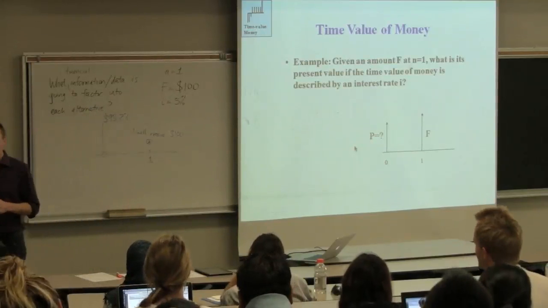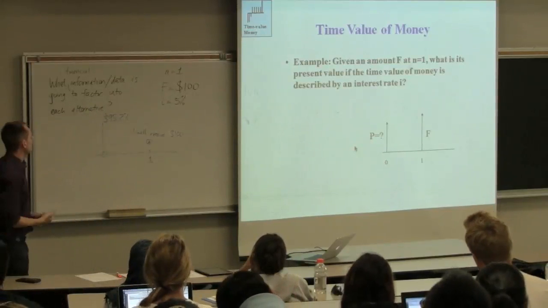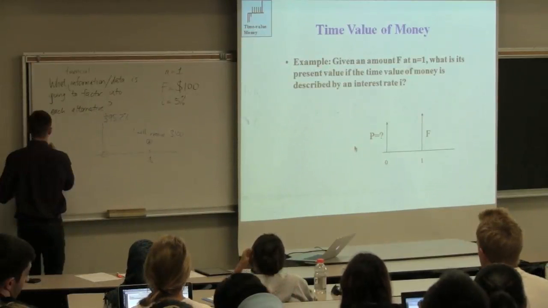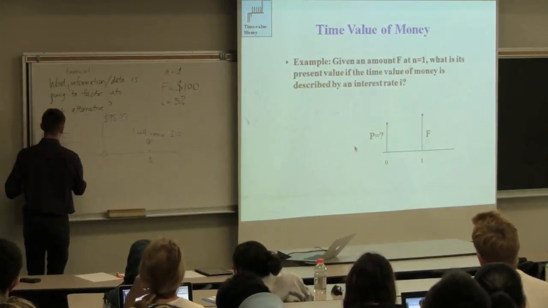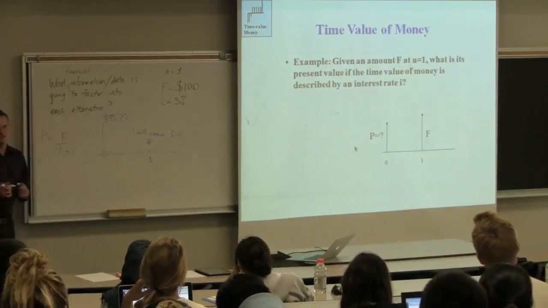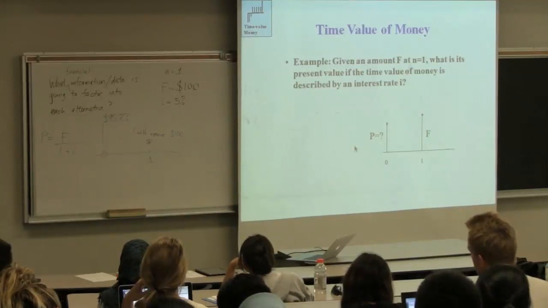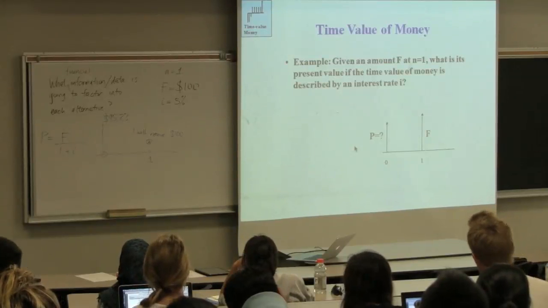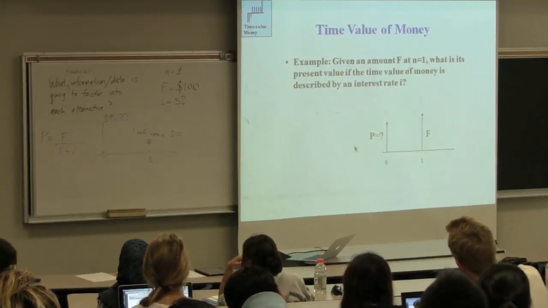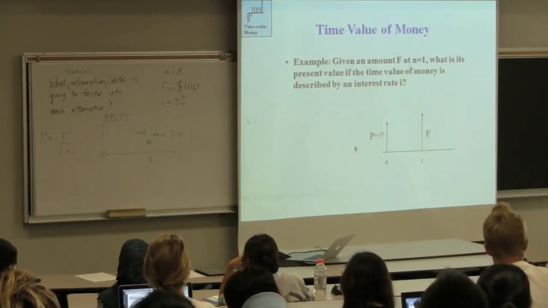So the relationship is that my present value is equal to my future value divided by 1 plus the interest rate. So I'm declining my value in the future. The $100 that I'm receiving is worth to me $95.23 in today's money.